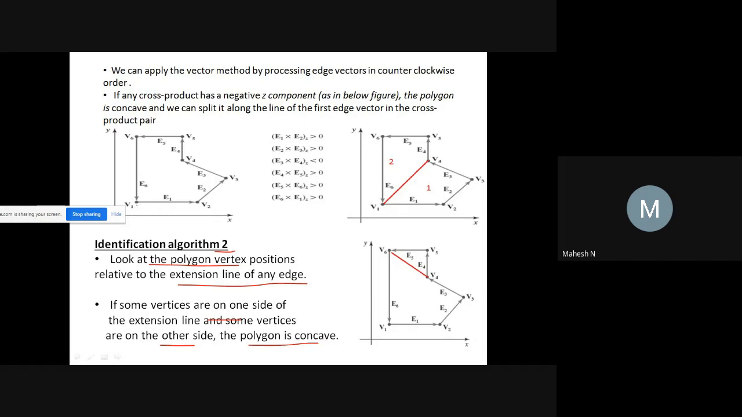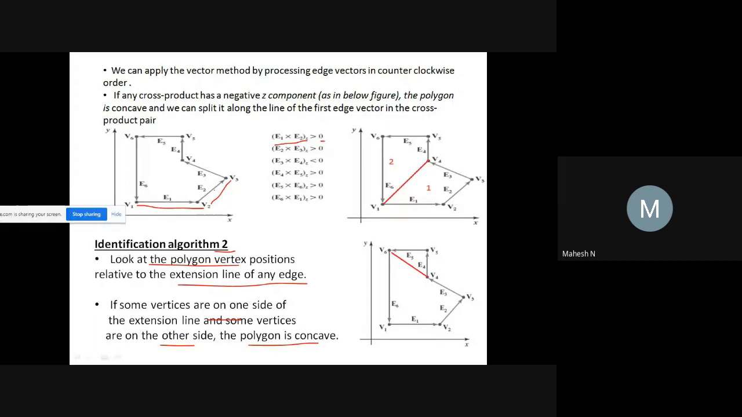So this is my first edge. This is my second edge, E1, E2. I am finding the cross product of E1, E2, and that cross product is greater than 0. Now let us check how to find the cross product between the two edges.